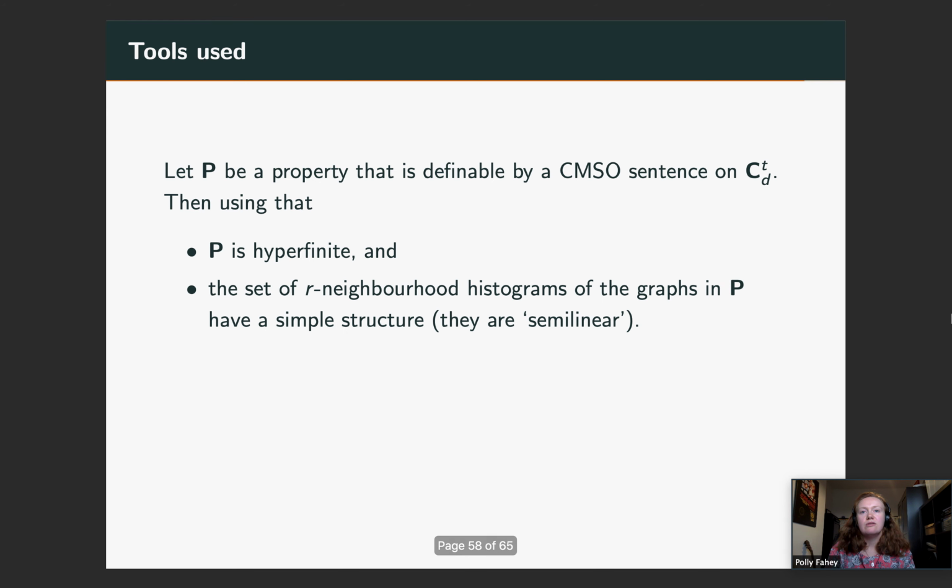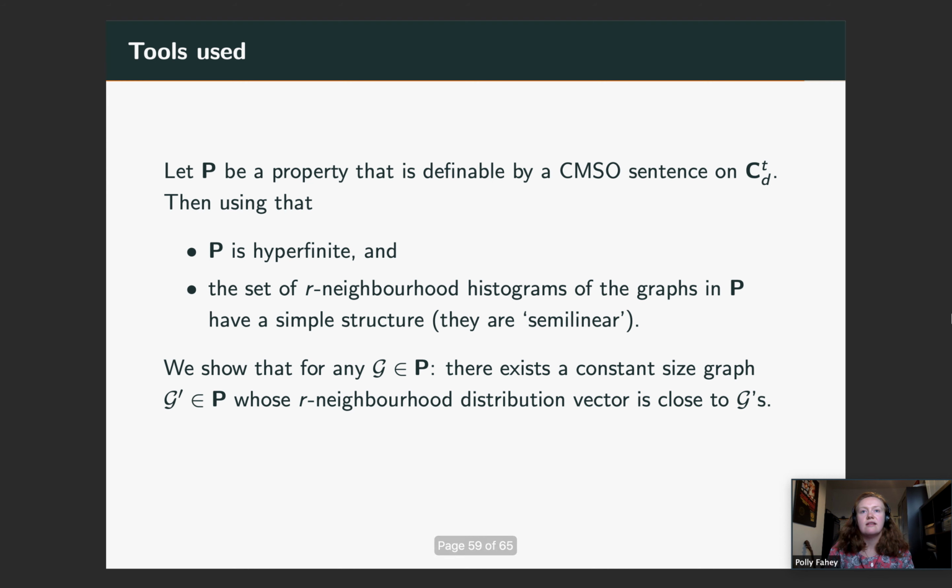And then we can also use a previous result that says that the set of R neighbourhood histograms of the graphs in P have a simple structure. Then we can use these to show that there exists an R such that for any graph G from the property P, there exists a constant size graph G prime whose R neighbourhood distribution vector is close to G's. But this is not true for any graph that is far from P.